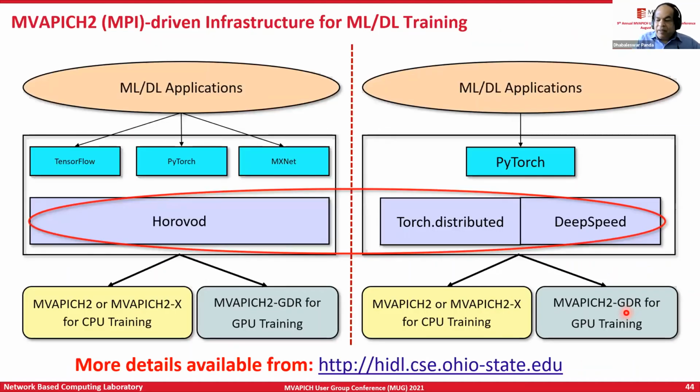And as we indicated in yesterday's talk, through these MPI-driven solutions, we are trying to handle even ML and DL training. So if you are trying to use TensorFlow, PyTorch, MXNet, etc., we have done a tight integration with Horovod, Torch Distributed, and DeepSpeed. We have a project called High Performance Deep Learning. You can go there, and there is a very nice user guide you should be able to download. Together with MVAPICH2 or MVAPICH2-X, you can take care of CPU-based training. With MVAPICH2-GDR, you can do GPU training.